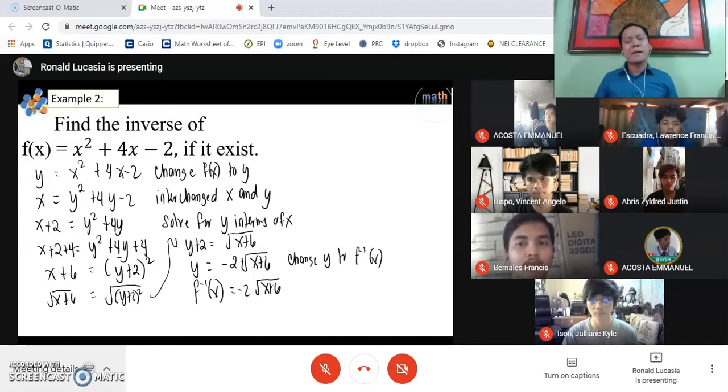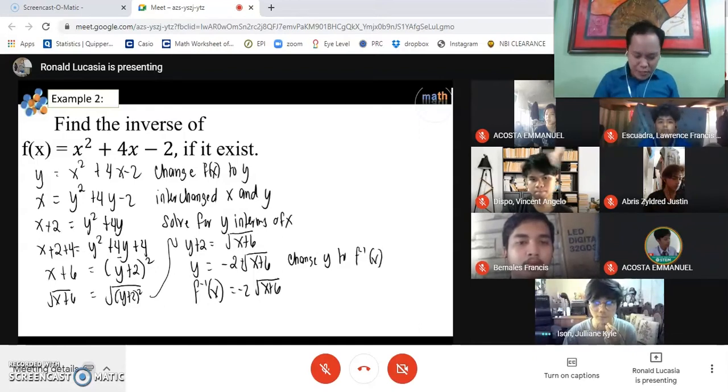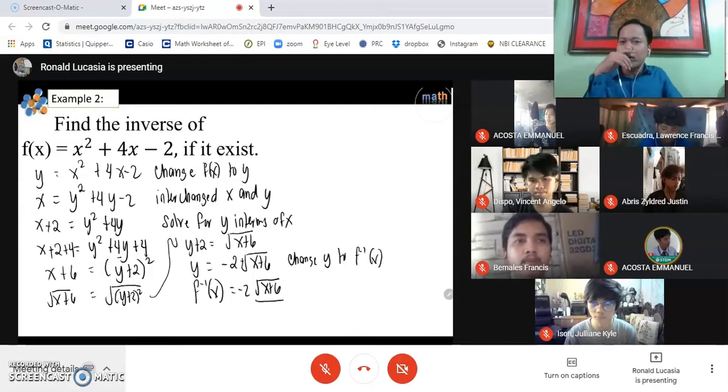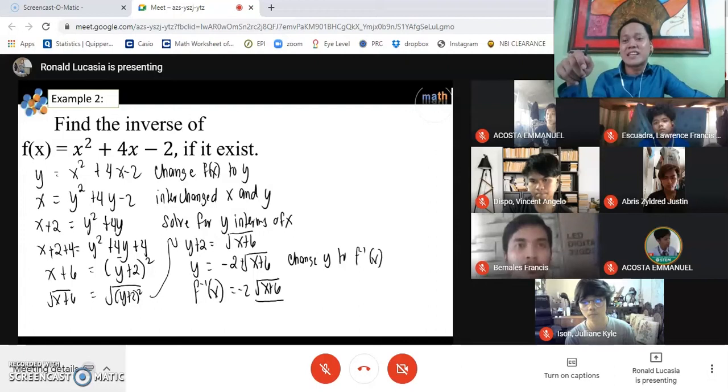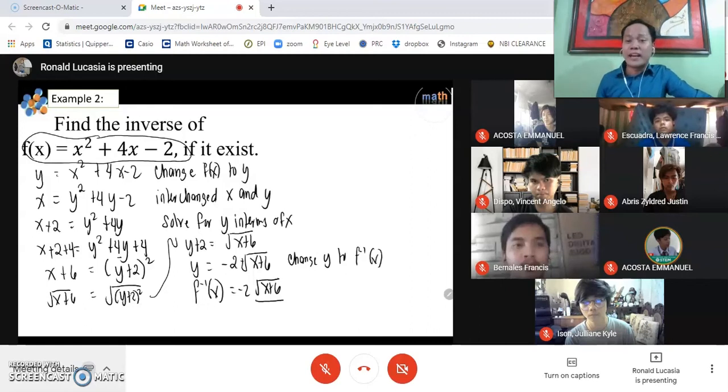Julian? Yeah, positive negative 4. So when we get the value of the square root of x plus 6, what do you think will be the result? Knowing you have the value of x, there will be two values when you are going to extract the radical sign. Which means that the inverse of the given function, negative 2 plus or minus the square root of x plus 6, is not a one-to-one function.